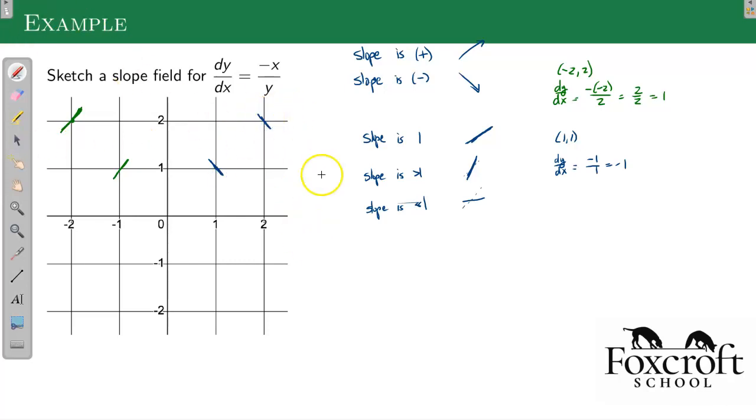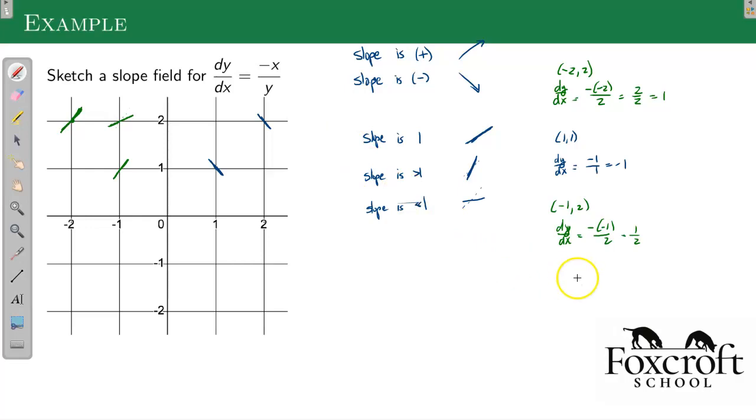Let's try one where they're not the same value. So let's try, this one's good, (-1, 2). All right, so dy/dx there, negative 1 over 2, is 1/2. All right, so it's positive 1/2. If this is my perfect diagonal line at 1, it needs to be slightly less steep than that. So I can compare these two. All right, this is my 1. This one's definitely smaller than 1 because it's less steep.